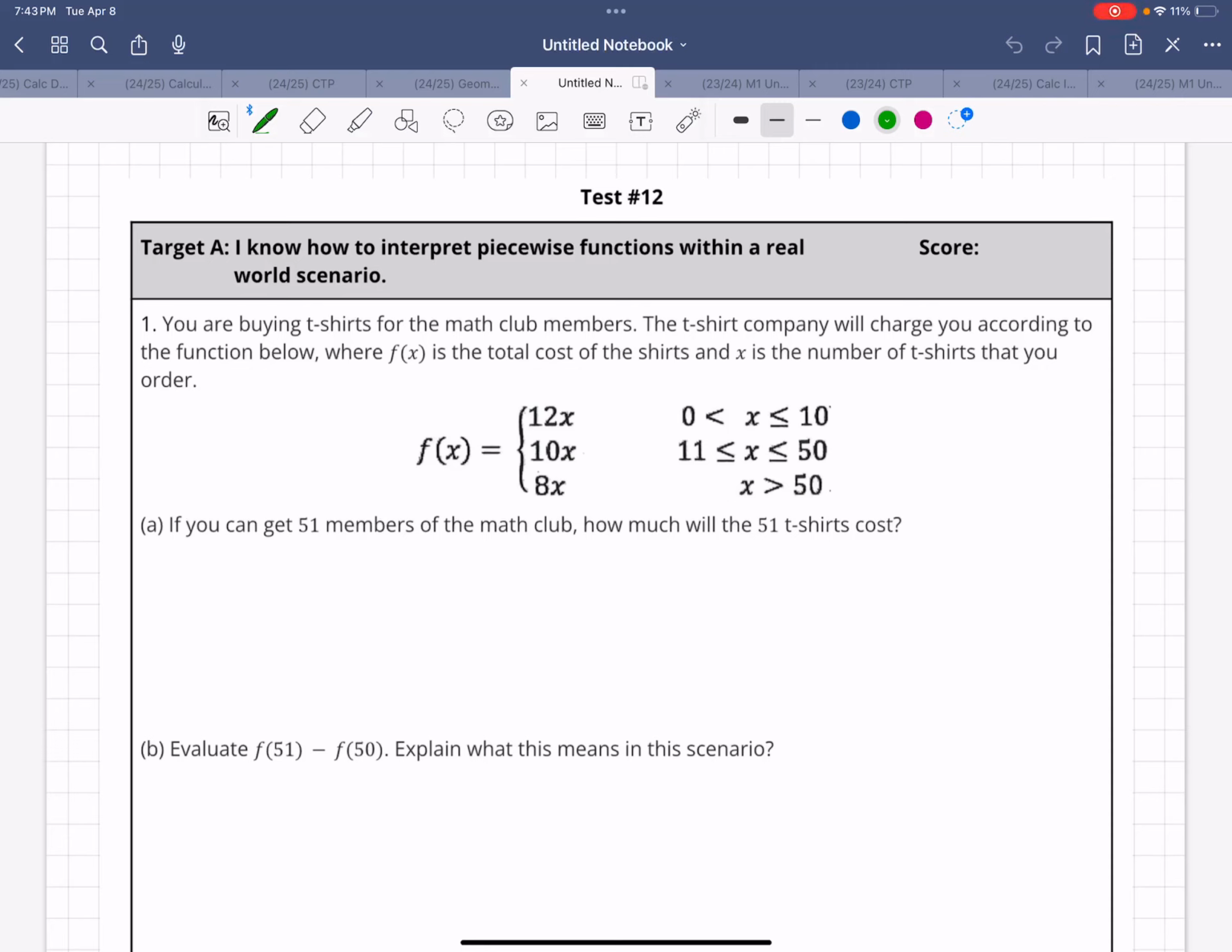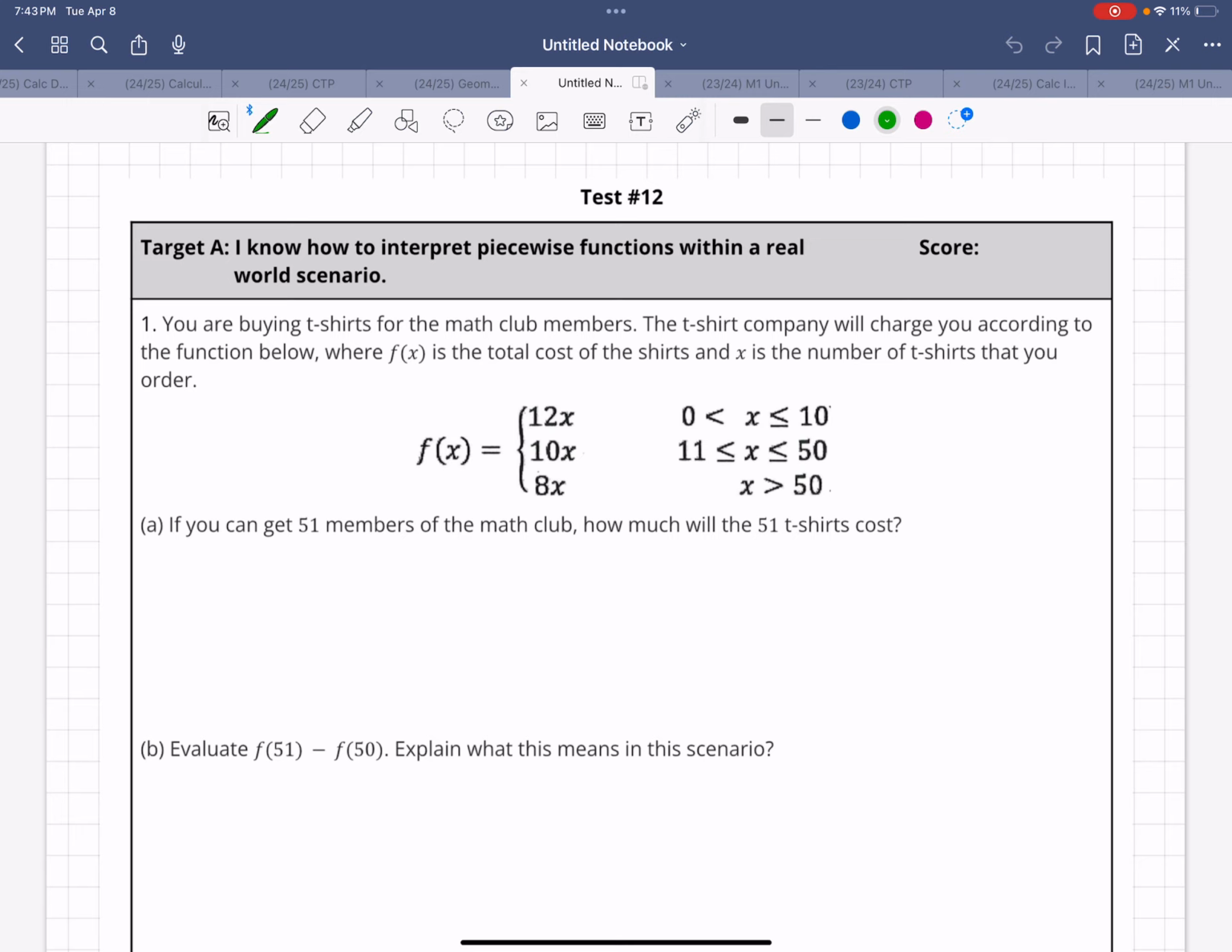In this video, I'm going to walk you through test number 12, target A. How can we interpret piecewise functions within a real world scenario? So our first scenario is us buying t-shirts for a math club. The t-shirt company will charge you according to the function below.